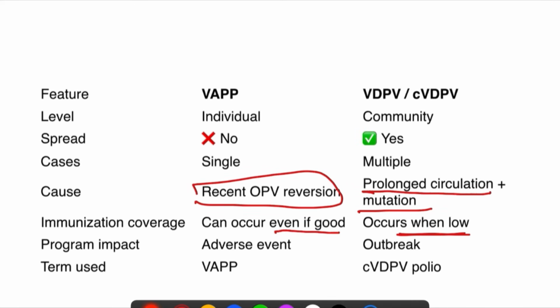So basically, vaccine-associated paralytic polio is an adverse event of the vaccine, while vaccine-derived poliovirus is an outbreak because of the circulation of vaccine-derived poliovirus in the community.